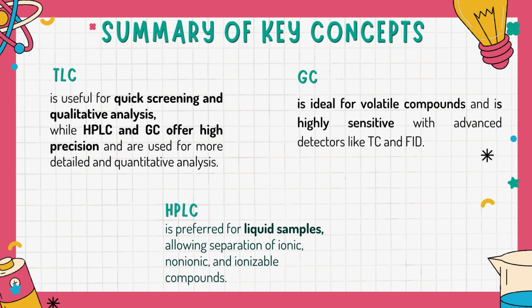So the summary of key points: TLC is good for quick screening and qualitative analysis. While if you want something with higher precision and quantitative, HPLC and GC are meant for quantitative analysis. GC is ideal for volatile compounds and it is highly sensitive with advanced detectors like TCD and FID. While for HPLC, guys, if we are dealing with liquid samples, HPLC permits ionic, non-ionic, and ionizable compound separation.